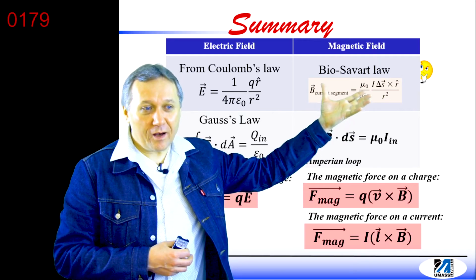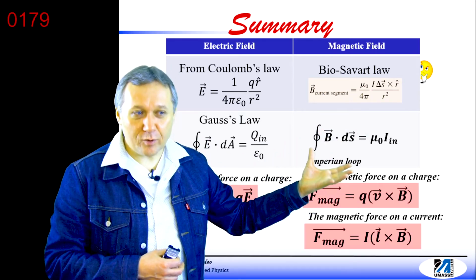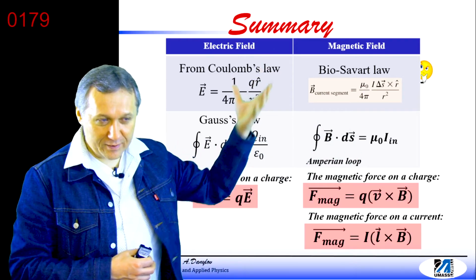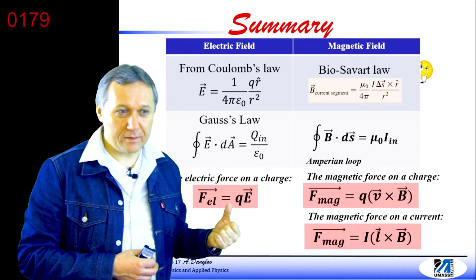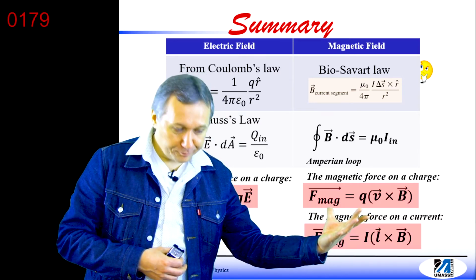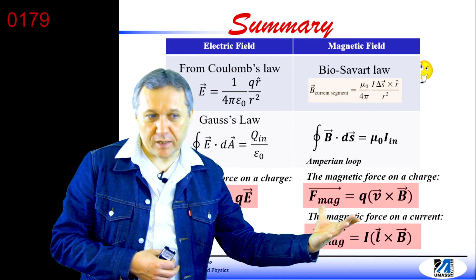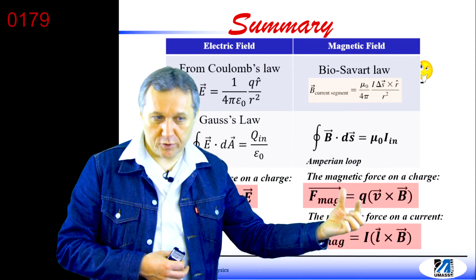So now we introduce Biot-Savart law and Ampere's law. They can be used to find magnetic fields. It's like here, where these are used to find the electric field. And then we introduce now the magnetic force, which describes interactions of these fields with point charge.